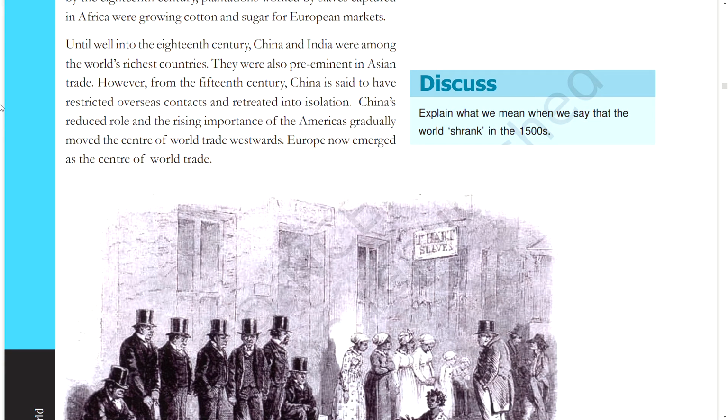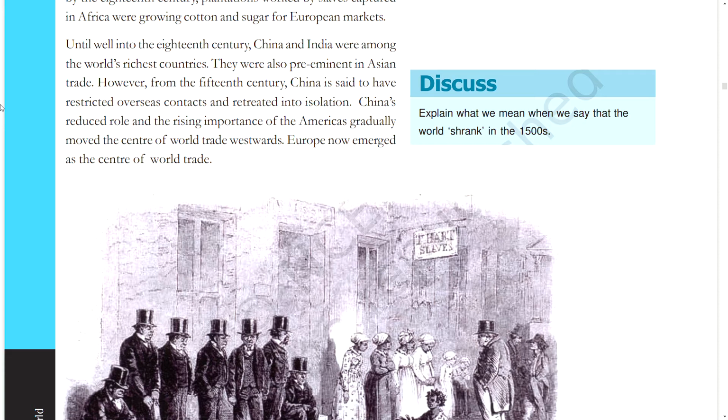Until well into the 18th century, China and India were among the world's richest countries. They were also preeminent in Asian trade. However, from the 15th century, China is said to have restricted overseas contact and retreated into isolation. China's reduced role and the rising importance of the Americas gradually moved the center of world trade westwards. Europe now emerged as the center of world trade.